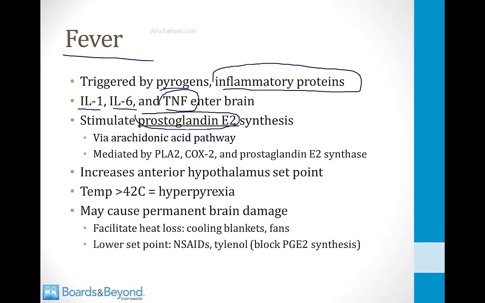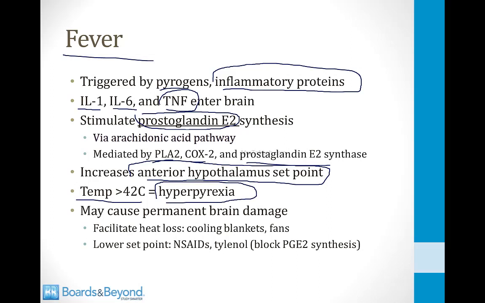This is synthesized by the arachidonic acid pathway, and it's mediated by enzymes like phospholipase A2, cyclooxygenase 2, and prostaglandin E2 synthase. And what happens when prostaglandin E2 levels get high is they increase the anterior hypothalamus's set point, and that's why you get a fever. If you get a really high fever from severe damage to the hypothalamus, and I've seen this happen to people with strokes, they will get a temperature over 42 degrees Celsius, and that's called hyperpyrexia, and it's very dangerous.